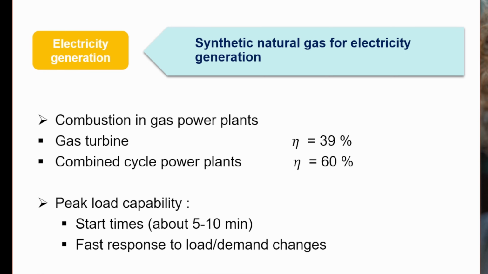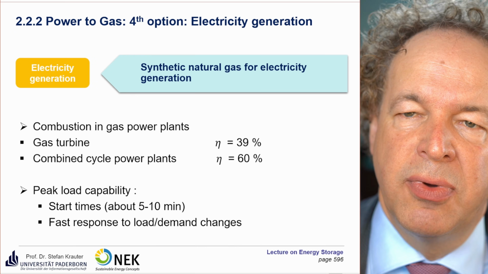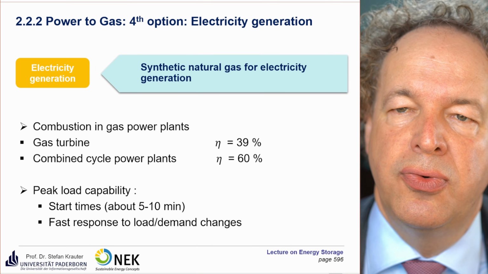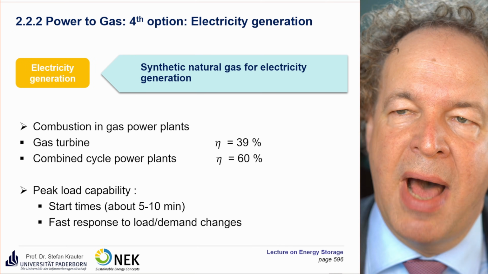So we can either convert it via gas turbine with a conversion efficiency in the vicinity of 40%, typically 39%, or via combined cycle power plants with a conversion efficiency in the vicinity of 60%. For peak load capability, we have fast start-up times. Formerly about 8 to 10 minutes, nowadays the fastest can ramp up in 5 minutes only. So we can have a fast response to changes in load or demand.